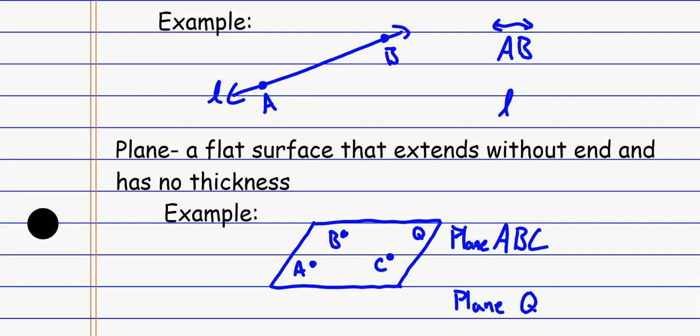So sometimes we'll use that same designation of just one single capital letter, and the only way to tell the difference between a point as a capital letter and a plane as a capital letter is to look for a point that's near that letter, okay?